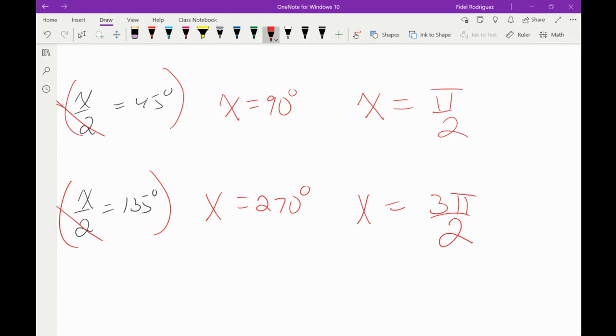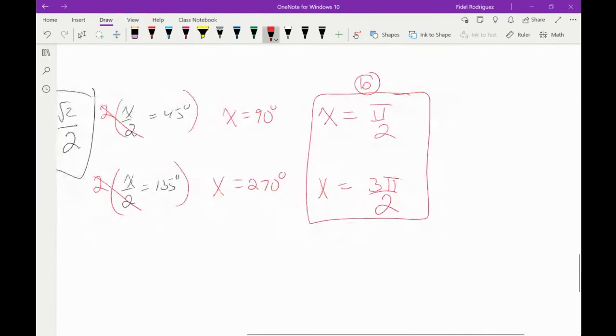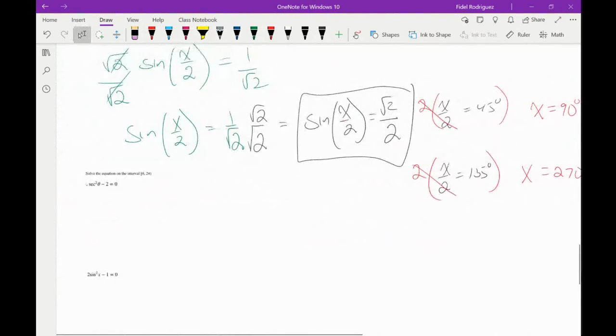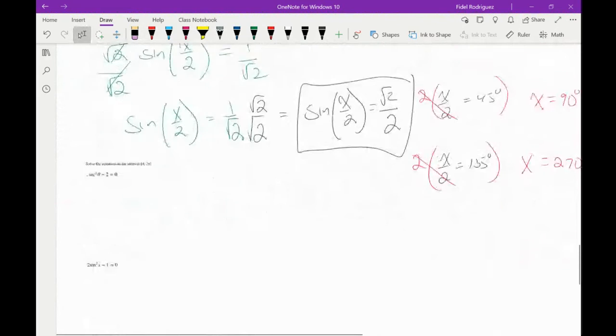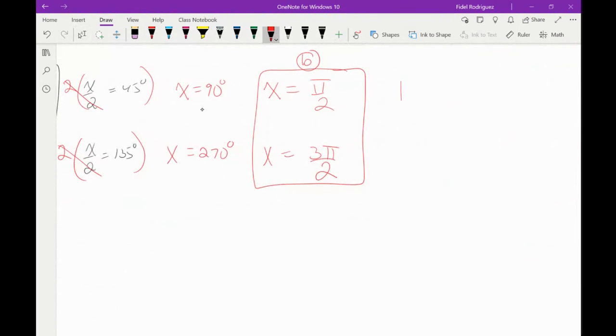All right. So guys, remember what we've done right here? This is actually my answer for part B. That's my answer over the interval from 0 to 2 pi. Okay. Now, we're going to find the general solution. So the way we're going to find the general solution is we're going to say, what is the period of our problem?